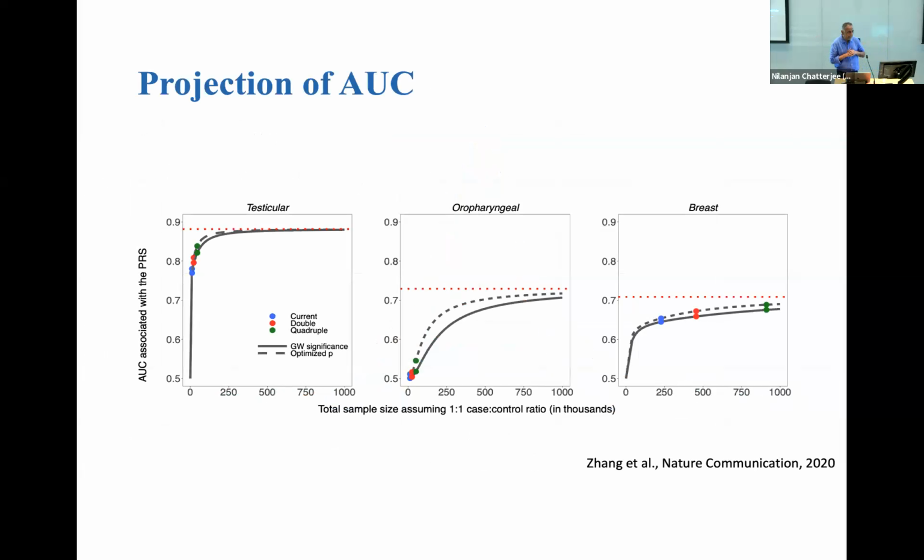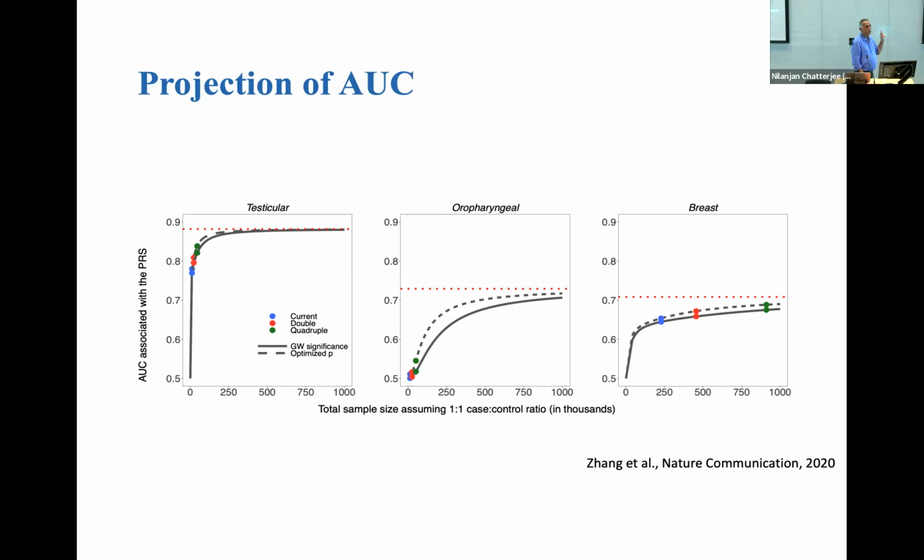So in the next figure, that's what we are showing. On the x-axis, what I'm showing is the sample size for the training genome-wide association study, again in thousands. So these are very big sample sizes we are talking about. 250 means 250,000, of which half will be cases and half will be controls.